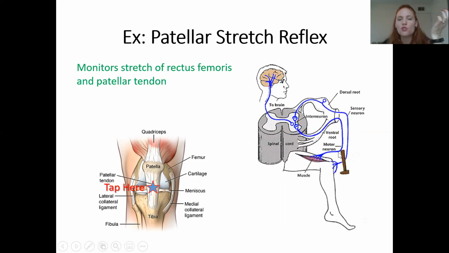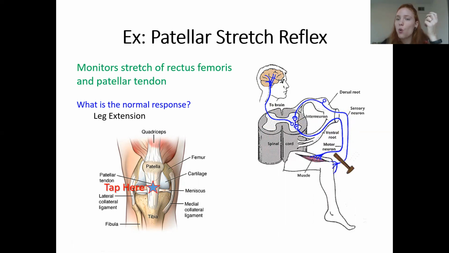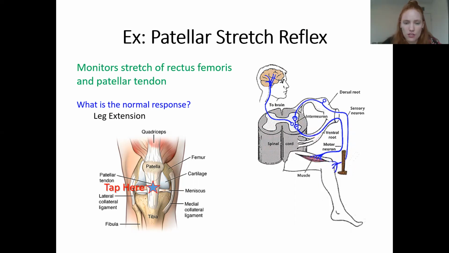Okay, so what would be the normal response? What action is happening right here? That would be called leg extension, or you could say knee extension. So notice that it's stretched out and then it contracts to oppose that response. Okay, and generally, if you're just standing there, you wouldn't even notice these changes, just a small, minute adjustment to the posture.